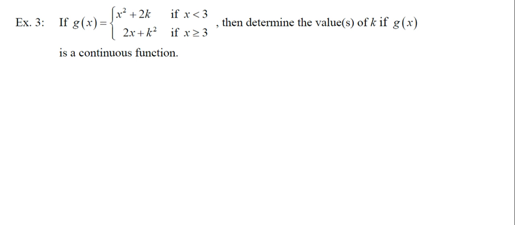All right, example 3. If g of x is equal to x squared plus 2k if x is less than 3, and equal to 2x plus k squared if x is greater than or equal to 3, then determine the value or values of k if g of x is a continuous function. All right, so what do we know? If g of x is a continuous function, then what?